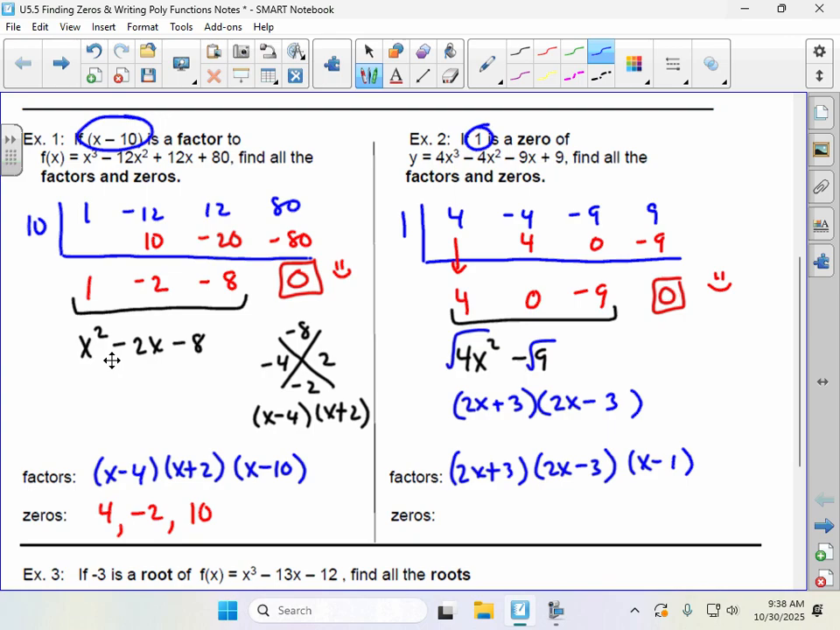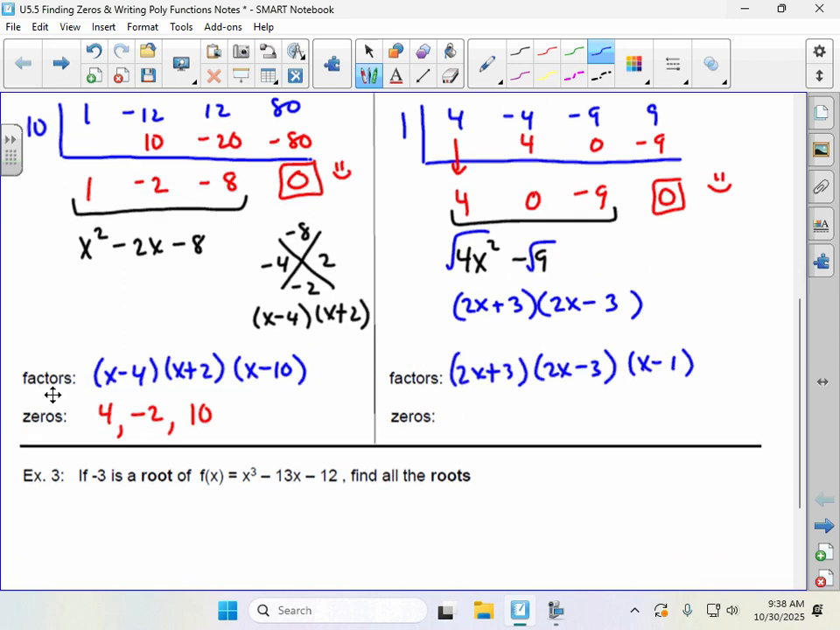All right, so for our zeros, we're going to set each factor equal to 0 and solve it. If you set 2x plus 3 equal to 0, I would subtract 3 and then divide by 2. So I'm going to get negative 3 over 2. That's one of the zeros. Then if I set 2x minus 3 equal to 0 and solve it, I would add 3 and then divide by 2. So that's going to be positive 3 over 2. And then from x minus 1, same thing, I would get positive 1. So those are the three zeros to this polynomial.